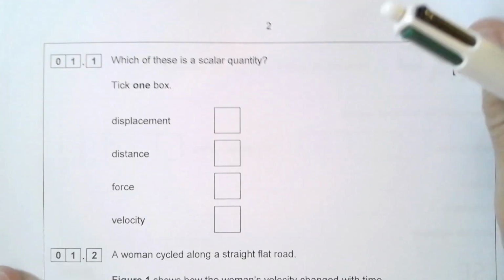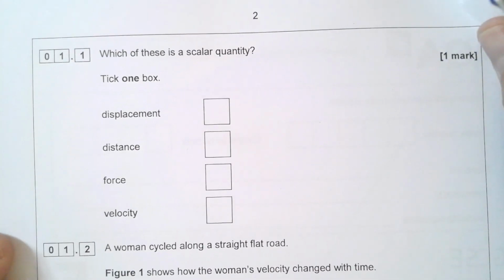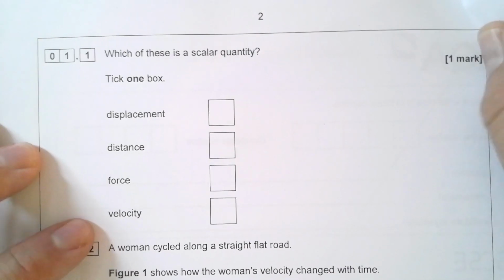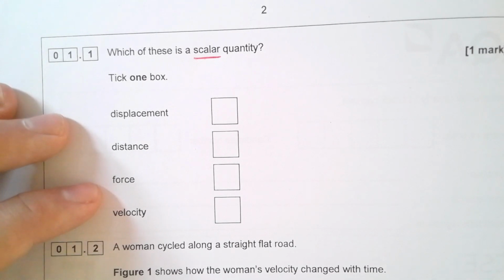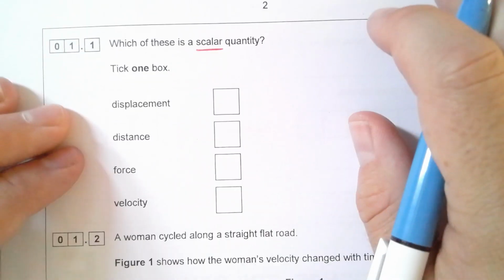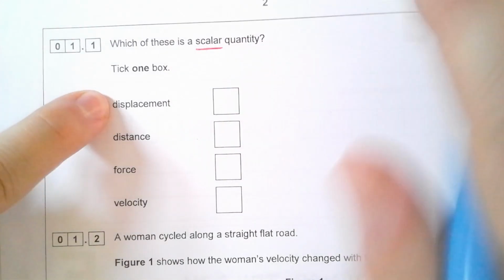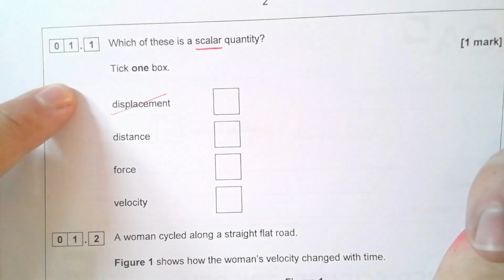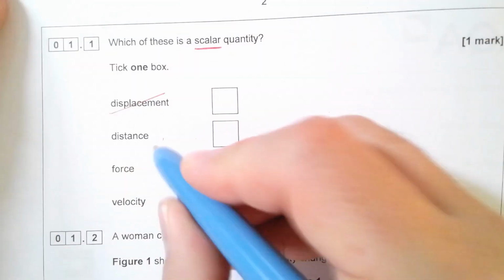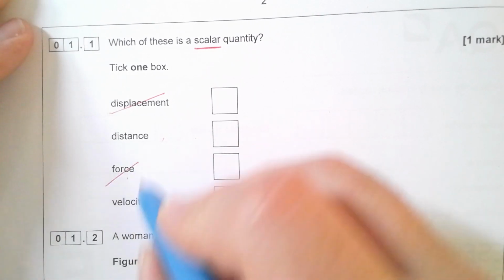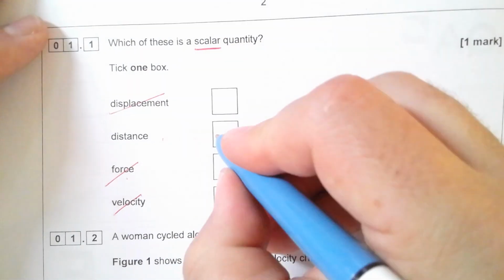Our first question looks at different types of quantity and velocity time graphs. It's asking us which of the below is a scalar quantity. A scalar quantity is one that has magnitude only, no direction, whereas a vector has magnitude and direction. Displacement has a direction, so it can't be that one. Distance, I think it's probably that one, that doesn't usually have a direction. Force acts in a particular direction. Velocity is also directional, so the only one that can be a scalar is distance.